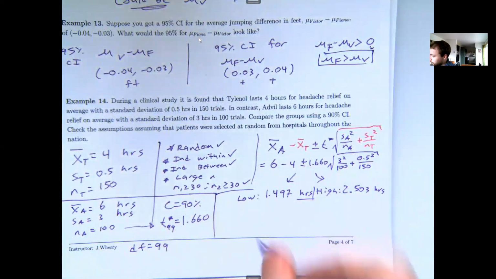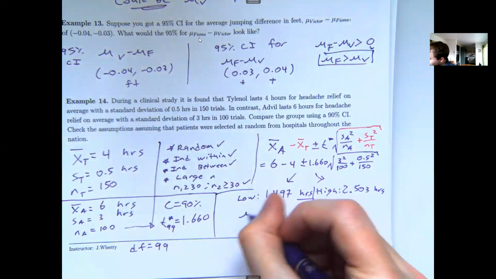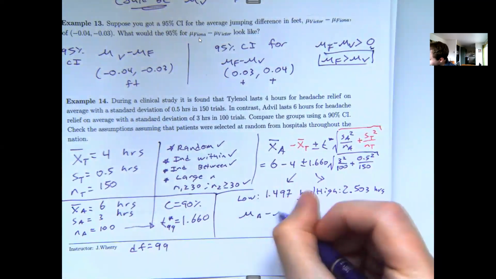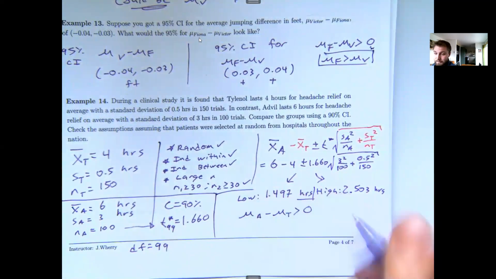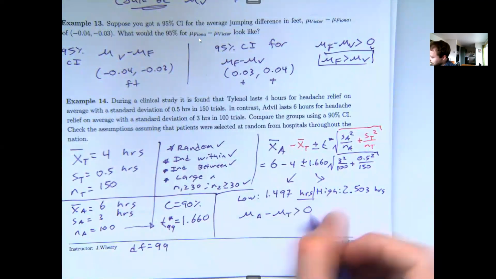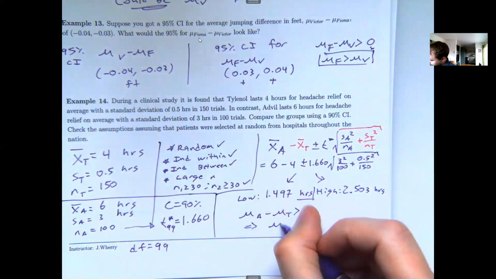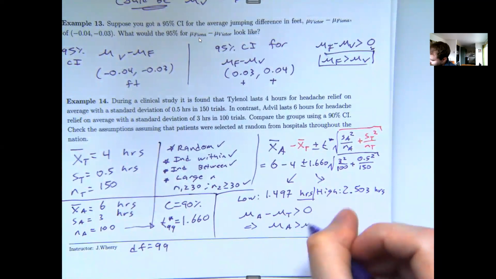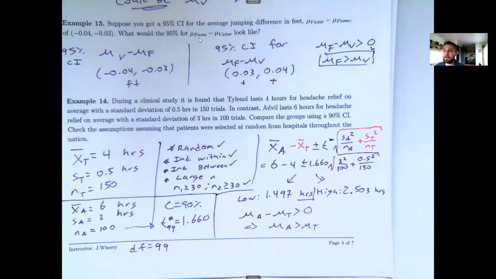+1, +2, my interval for Advil minus Tylenol is greater than 0. Adding Tylenol to the other side. This tells me I have evidence that Advil outlasts Tylenol. Even better than saying that, though, I can say how confident I am and what values I am confident about.